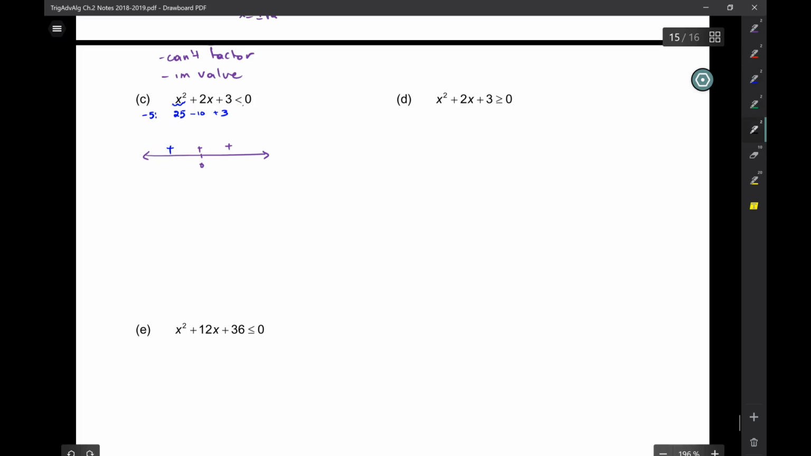Now I'm being asked, where is this less than 0 or negative? Well, we just saw that there are no areas where this function is negative or less than 0. So we say there is no solution. This is asking us for the opposite. Where is this same function greater than or equal to 0, positive or 0? Well, we saw here that this function is positive everywhere. So we say the solution is all real numbers.